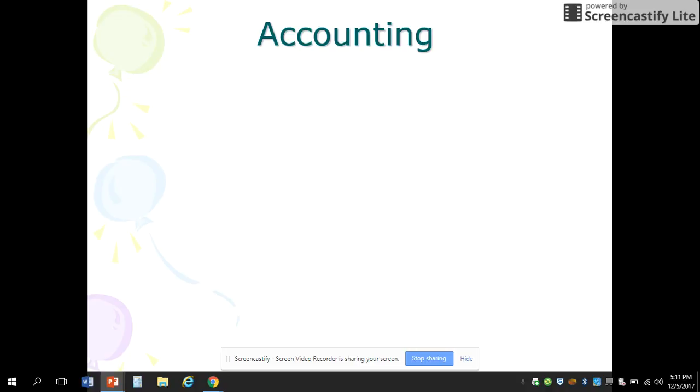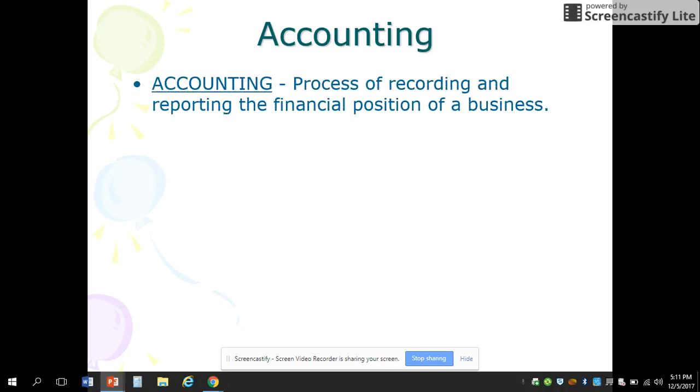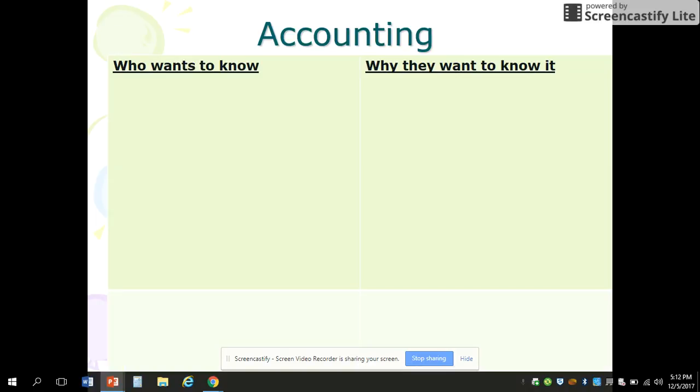So here we go. The basics of this unit in accounting is the whole idea of processing and recording the financial position of the business. So the accounting department receives money, spends money, pays bills, gets sales, sends out invoices, gets owed money. Accounting is essentially just the process of logging numbers in certain categories so the business knows who owes them money, who they have gotten money from, where money is coming in, and where money is going out.